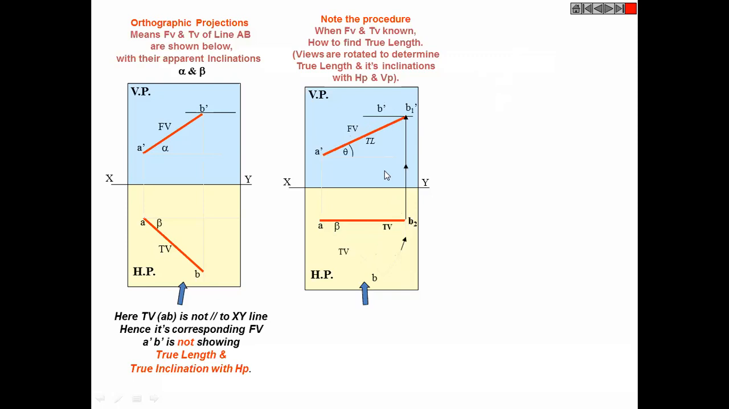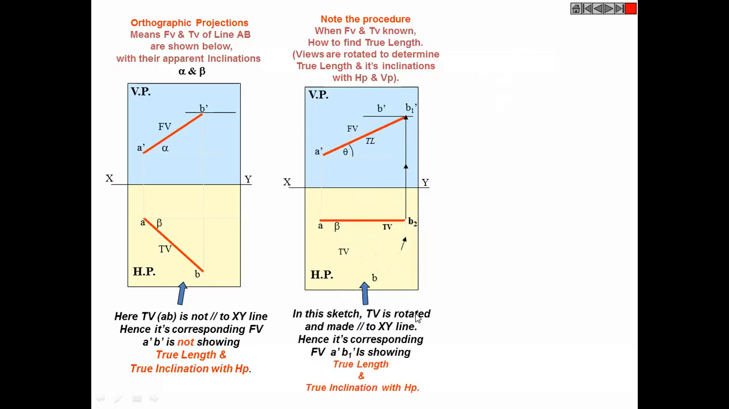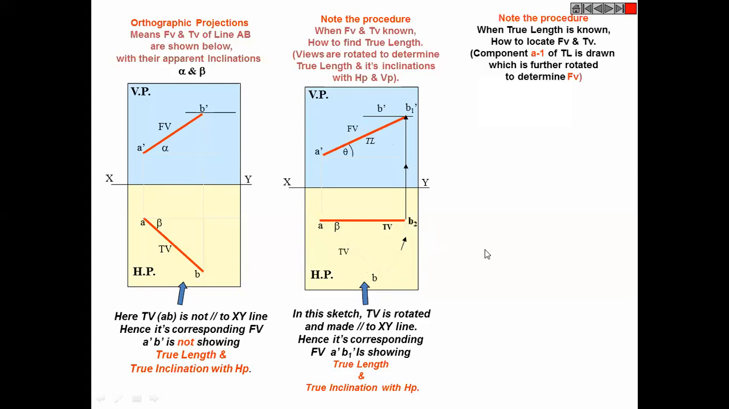No, sir. Okay, so this is how we get the true length in front view. What is it telling now? In this case, the top view is rotated and made parallel to the xy line, and hence its corresponding front view shows the true length and inclination. We know the other way around also: if we make the front view parallel, then we get the true length in the top view.